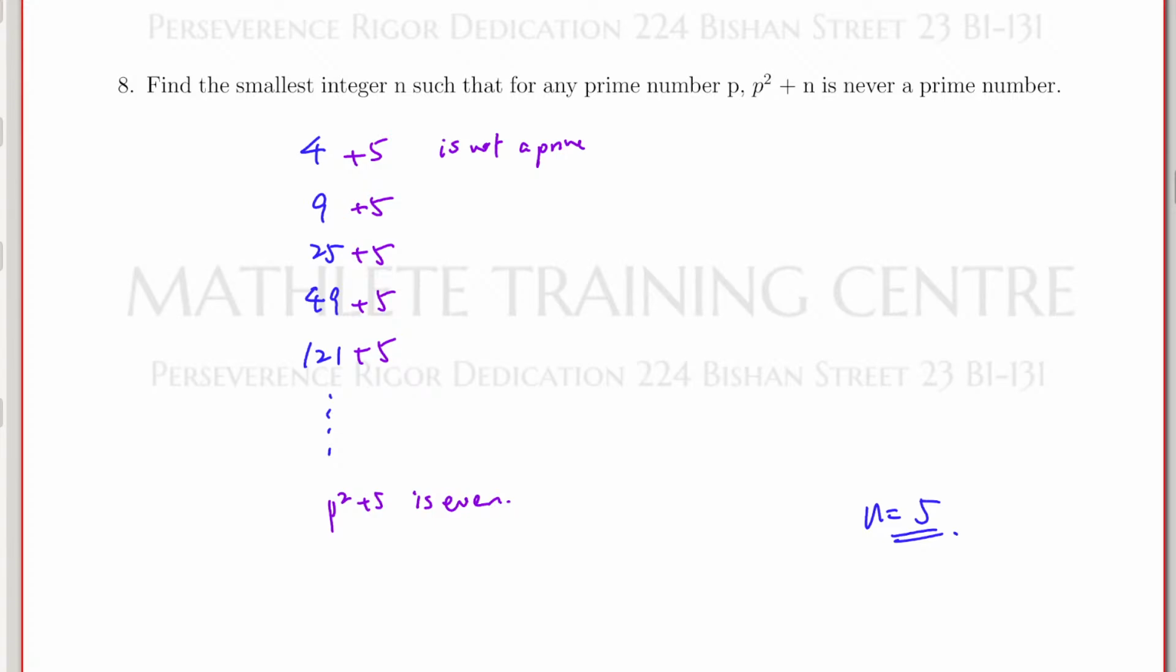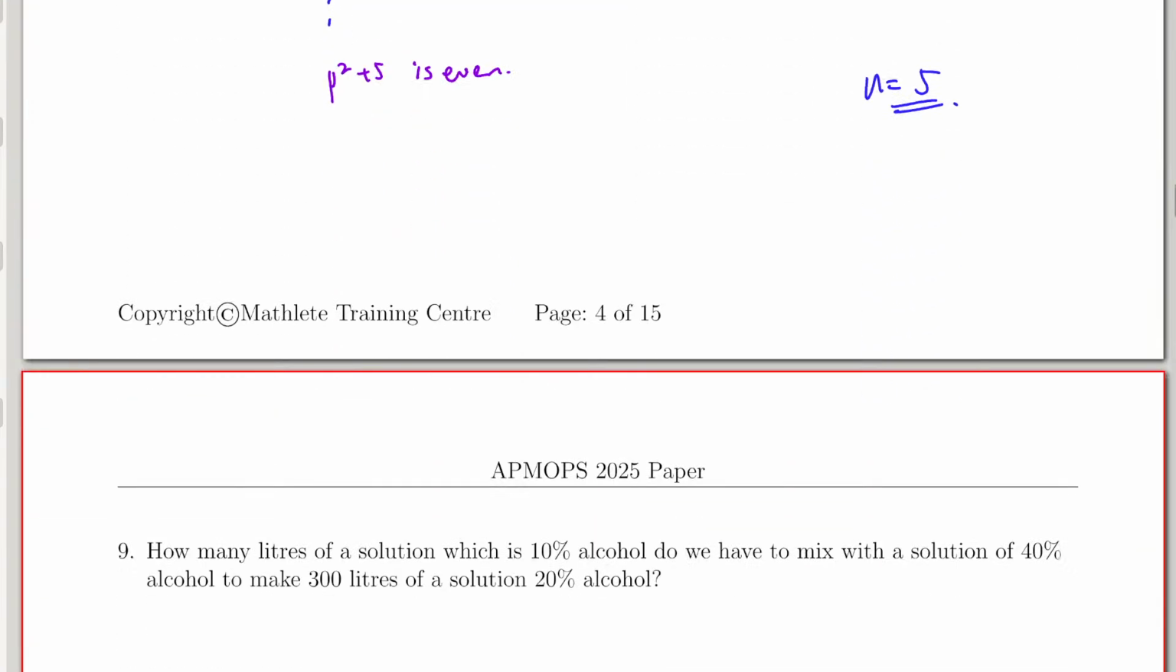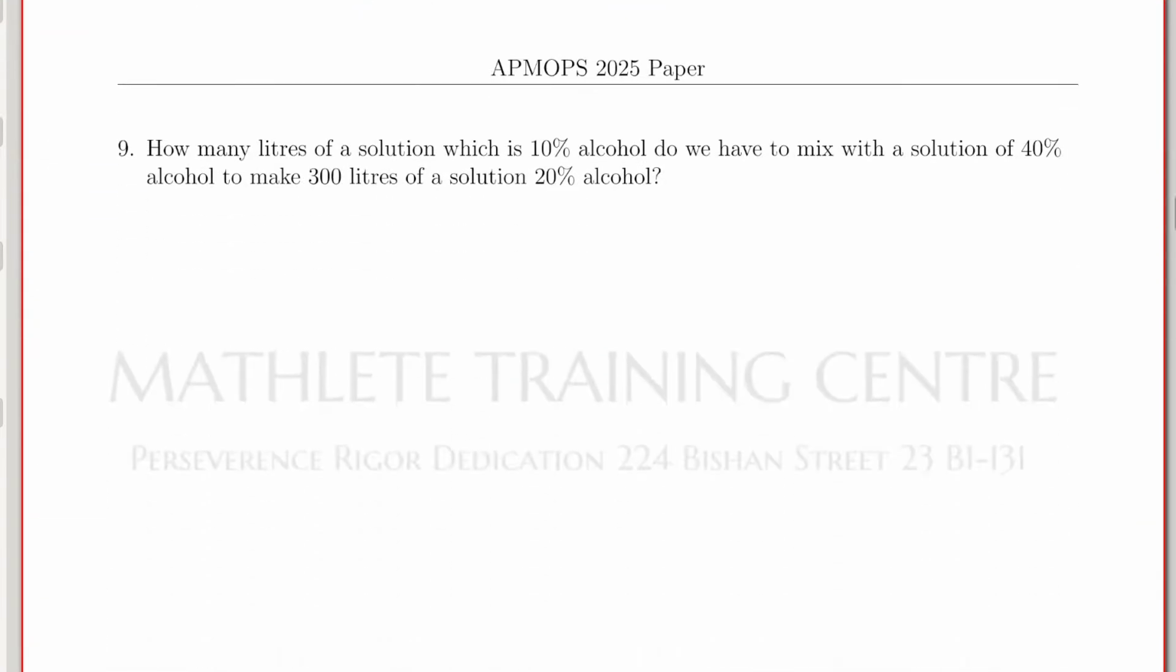Okay, let's move on to question number 9. Question number 9 is a question which can be done pretty quickly if you use something called the average balancing method.